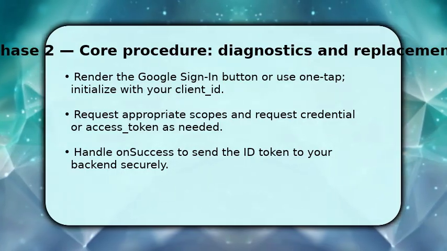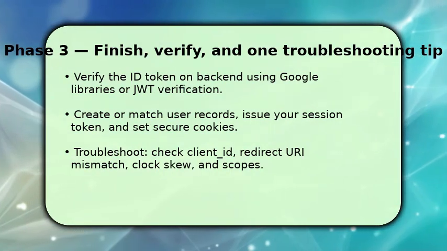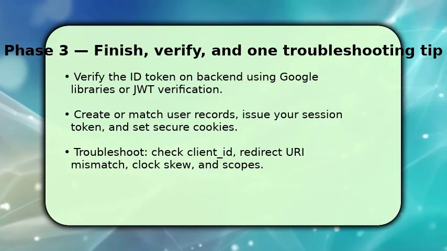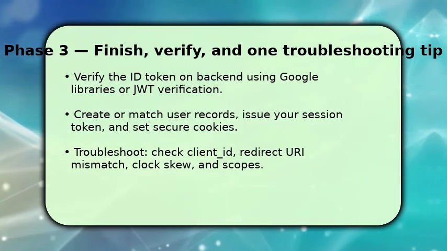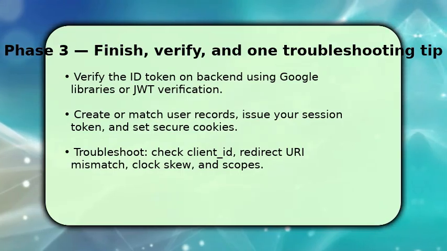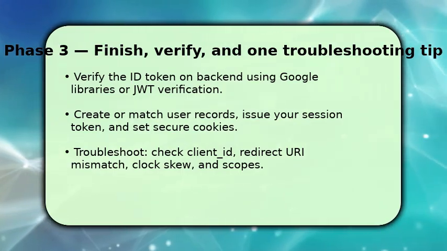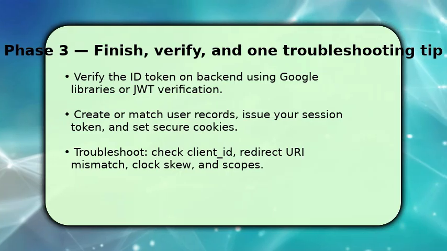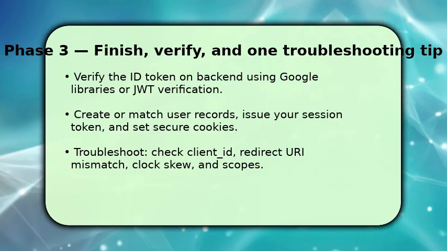On the backend, you must verify the ID token's signature and claims using Google's libraries or standard JWT verification. This confirms the user. Once validated, create or match a user record, then issue your own session token or set secure HTTP-only cookies to track login. Make sure to revoke tokens on logout and rotate secrets periodically.